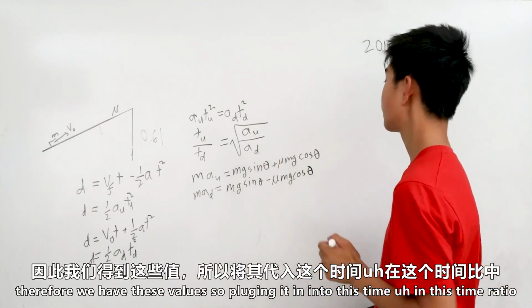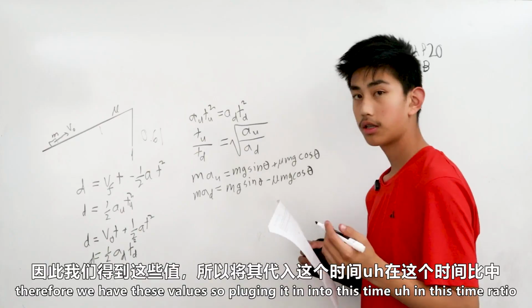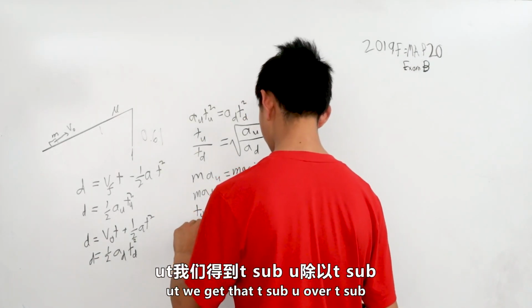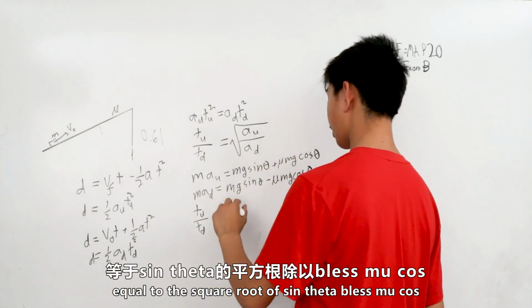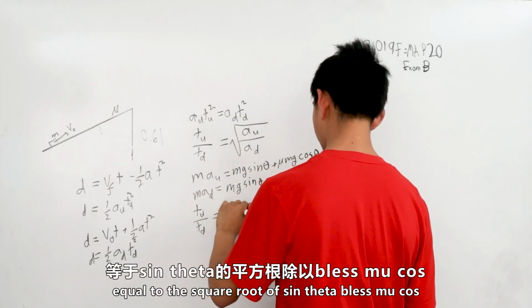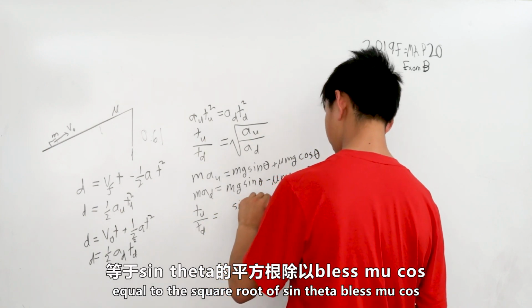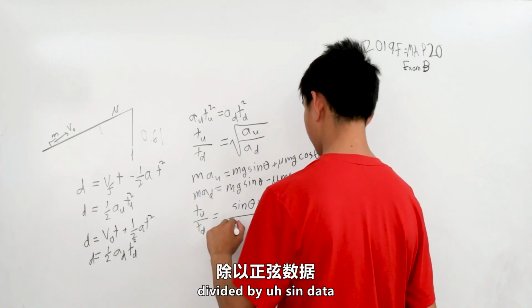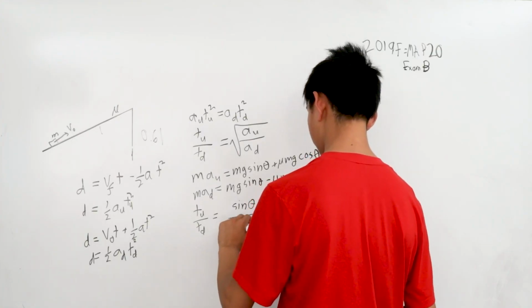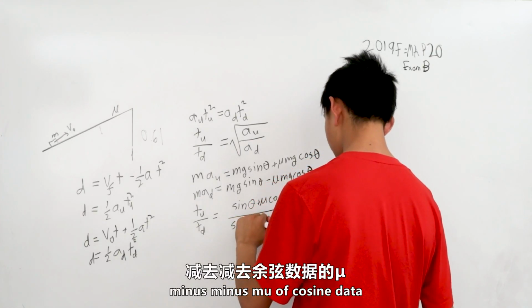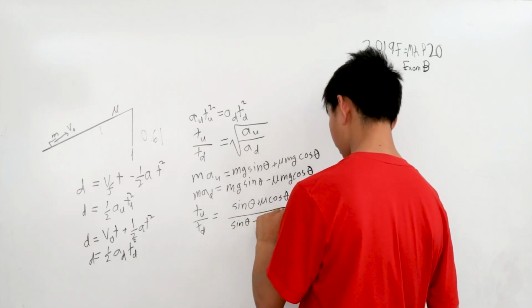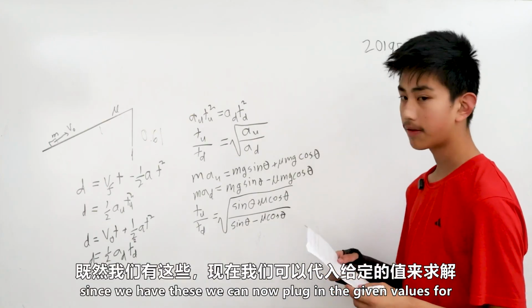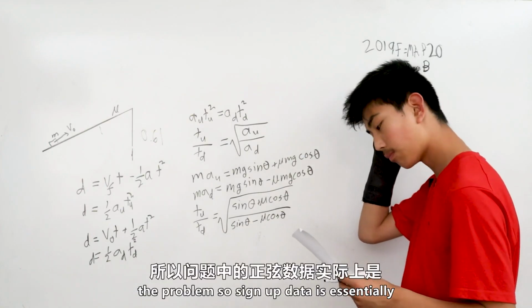So plugging into this time ratio, we get that t sub u over t sub d is equal to the square root of sine theta plus mu cosine theta divided by sine theta minus mu cosine theta. Since we have these, we can now plug in the given values for the problem.